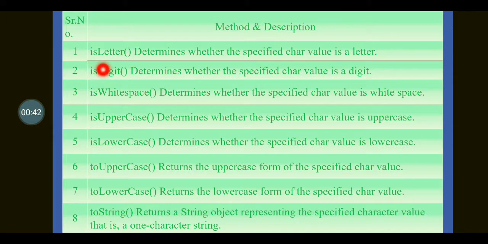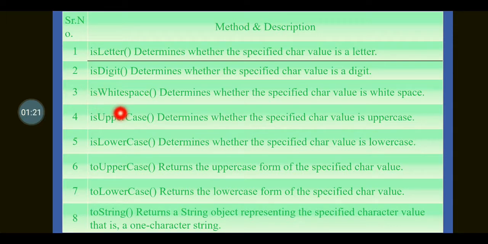The first and foremost method is isLetter(). isLetter() is the method used to check whether the given character value is a letter or not. If you want to check whether the given character value is a digit or not, then we can use the method isDigit(). If the particular one is a digit, then it will return true. Otherwise, the isDigit() method will return false.